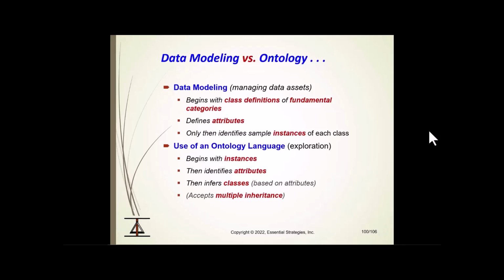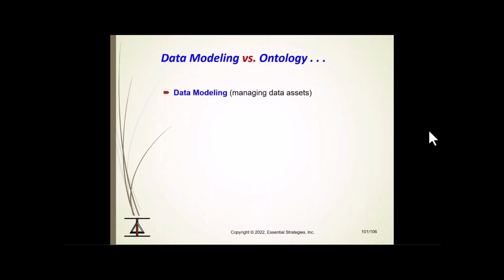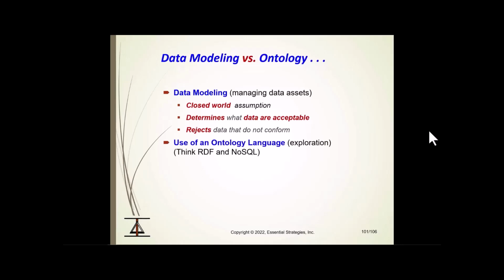Data modeling and database design is in the role of managing data assets. This involves the closed world assumption. The efforts of data modelers and database designers, for that matter, are to define data which are acceptable. Think of their database as a repository or a safe. Their systems reject data that do not conform. Now, the use of an ontology language, on the other hand, is about exploration. Think RDF and NoSQL. This group makes the open world assumption. The idea is to only assert what is known to be true, but it also, and this is the difference, has the ability to infer what might else be true.